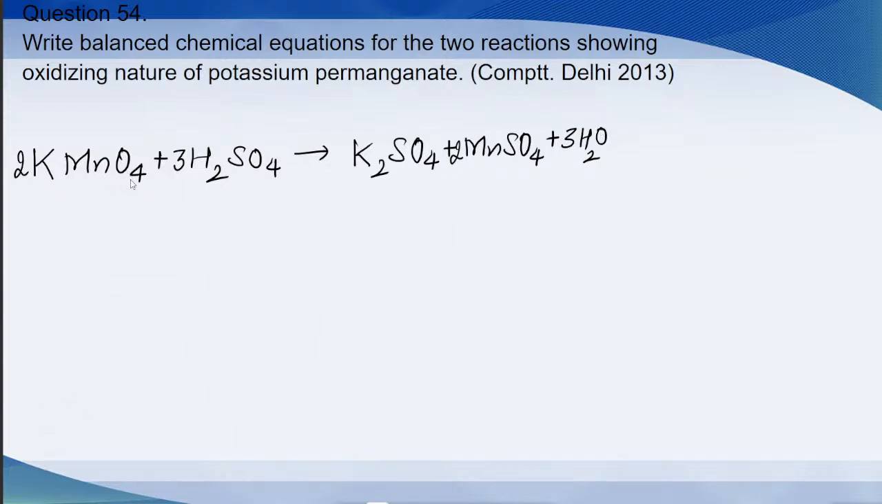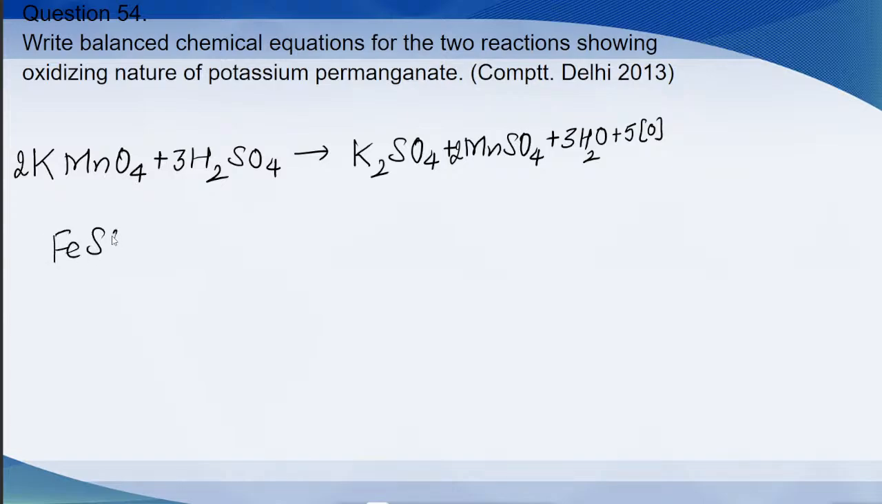So now go to the 8, out of 8 oxygen 3 are involved here, so total 5 oxygens. See, this is the molecular equation. Earlier we were writing ionic equation.